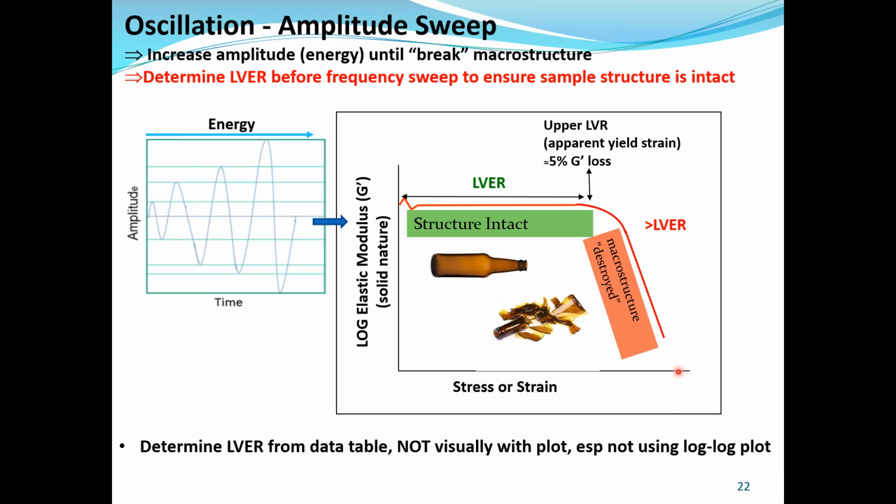So more focus on amplitude sweep. Again, we're increasing the amplitude or the energy until we break down the macrostructure. I'm using a beer bottle as an example. I would not recommend putting a beer bottle between your plates and your rheometer, but it works as a really good example. In this case, we're looking at the log of the elastic modulus, or G prime. This is the solid nature of the material. We'll talk more about G prime and some other parameters in a few minutes here.